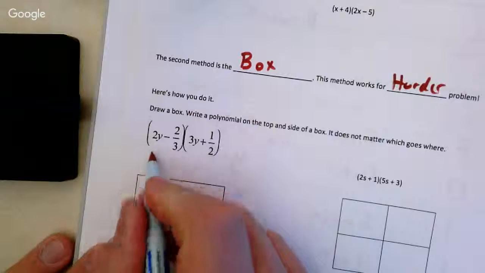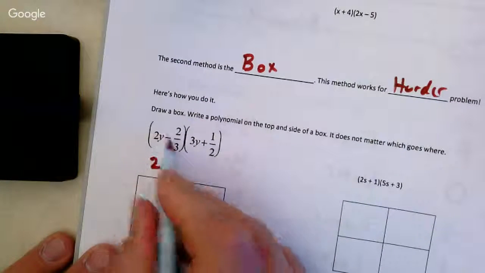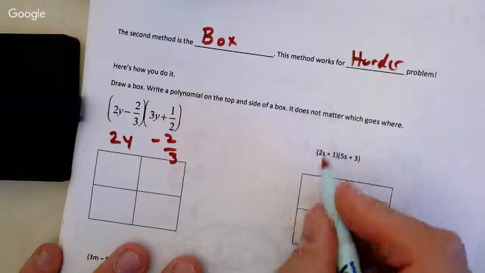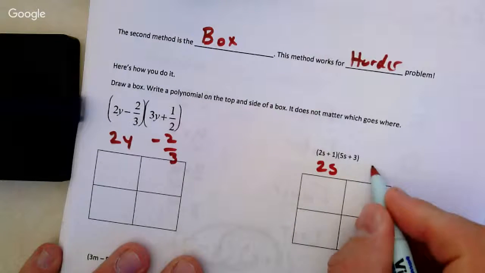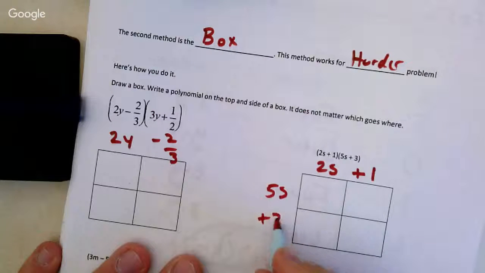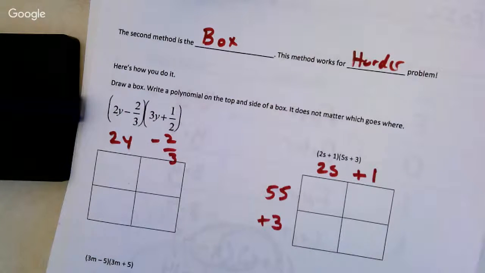Here's how you do it. You put the top term up here. You draw that box, 4x4 box, 2y minus 2/3. Ooh, fraction. Let's do this one over here first. Let's do 2s plus 1, and let's do 5s plus 3 over here. People are scared of fractions, and I don't want to scare you of fractions to start off with today.